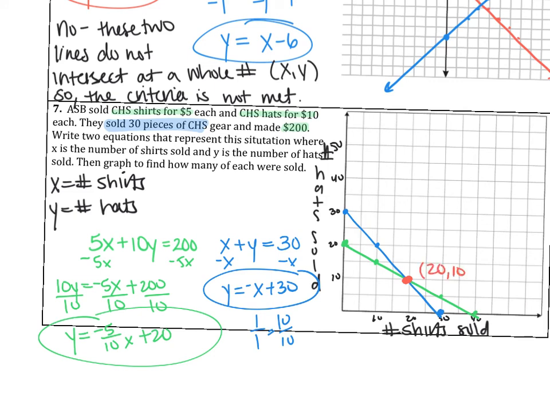(20, 10). So, given those two criteria, that I sold 30 pieces of gear and made $200, I can conclude that I sold 20 shirts and 10 hats. Really important that you always draw your conclusion in context.